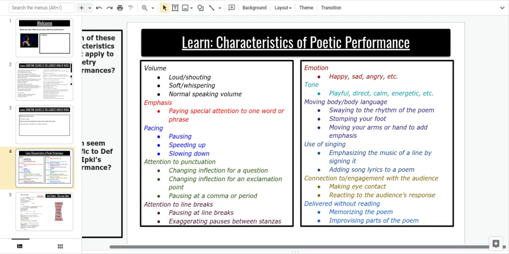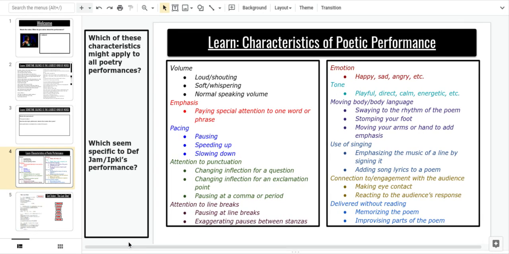So if they were saying something that was a question, like in Ipke's poem, she might say, "Is sometimes silence the loudest noise?" That's a question. Okay, but if she was just saying sometimes silence is the loudest noise, maybe she would change her inflection for an exclamation by saying, "Sometimes the silence is the loudest noise!"